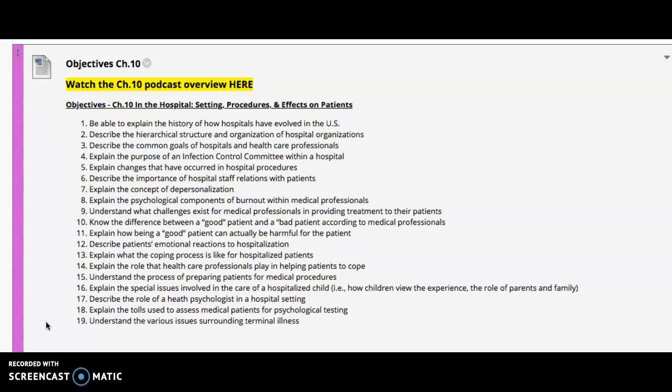And so we'll look at challenges that exist for medical professionals in trying to provide treatment to their patients. It's the case that many doctors want to do good, but then they realize their own limitations in that they're not gods, and they can only do so much.